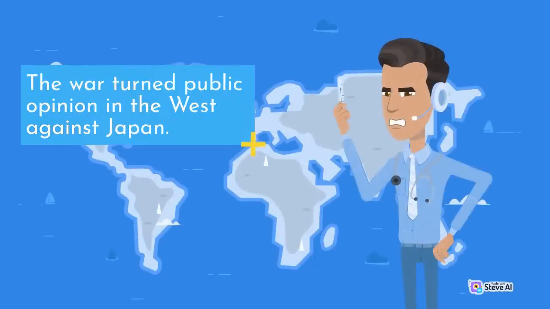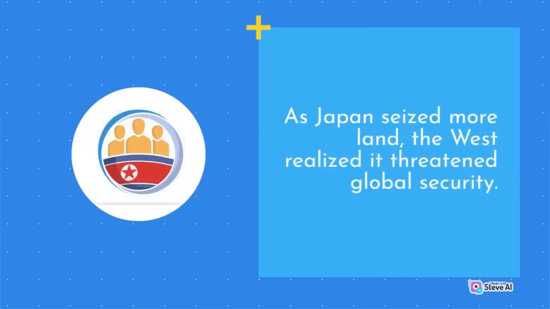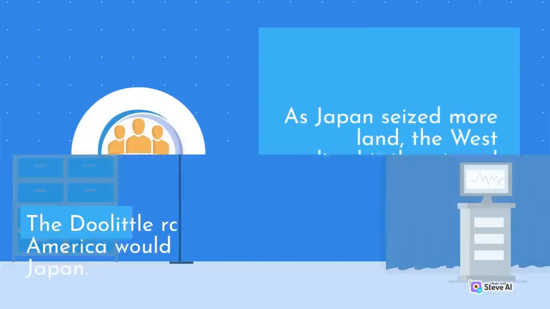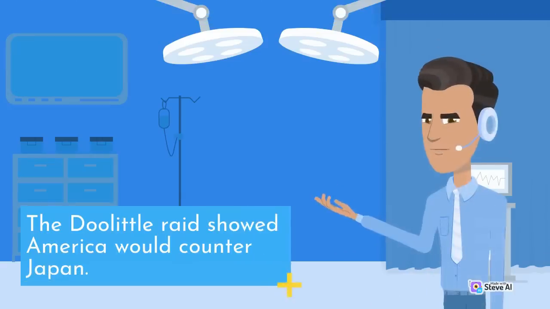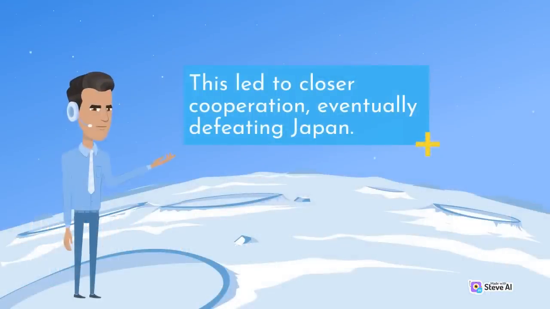The war turned public opinion in the West against Japan. As Japan seized more land, the West realized it threatened global security. The Doolittle Raid showed America would counter Japan. This led to closer cooperation, eventually defeating Japan.